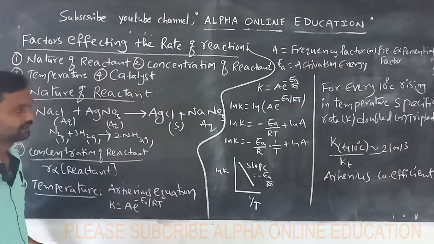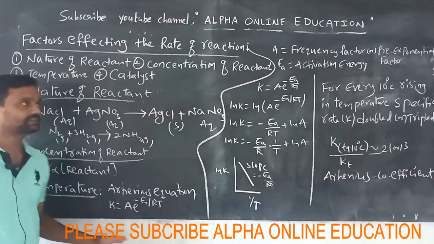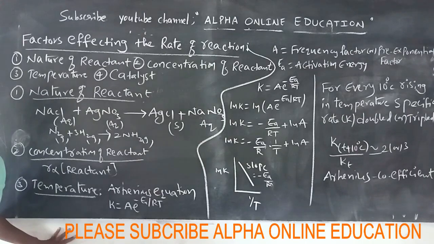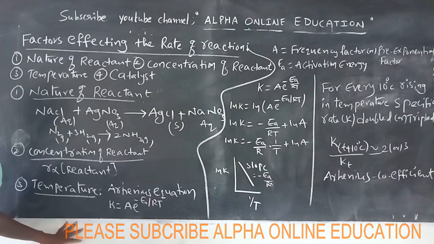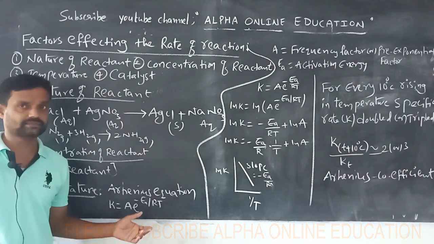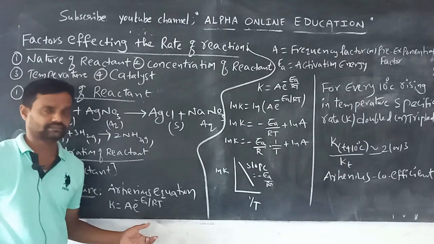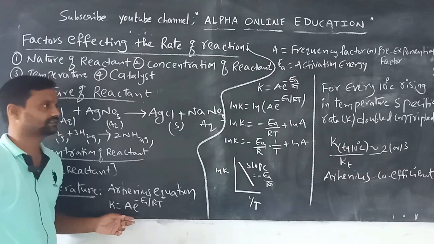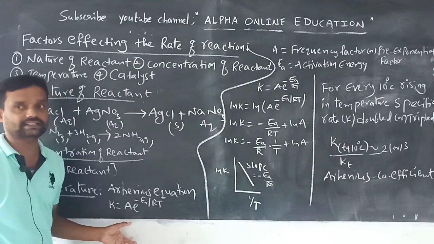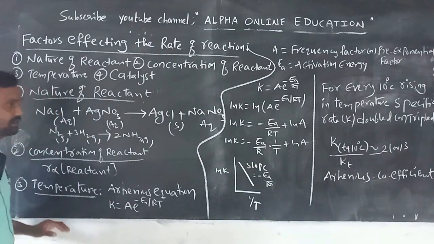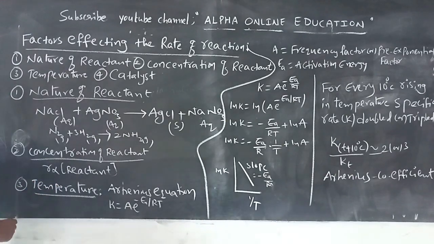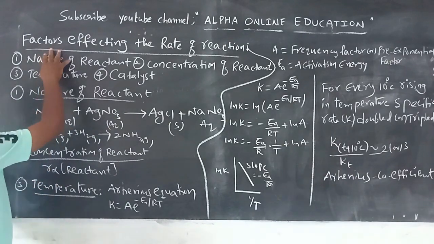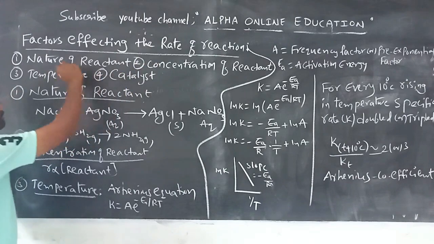Good morning. Previously we discussed the rate of reaction in chemical kinetics. We checked a few examples for the rate of reaction and how to write the rate of reaction for any chemical equation. Today we are going to explain a few factors affecting the rate of reaction.